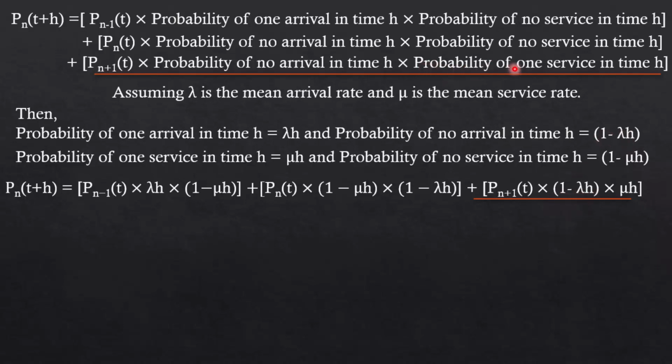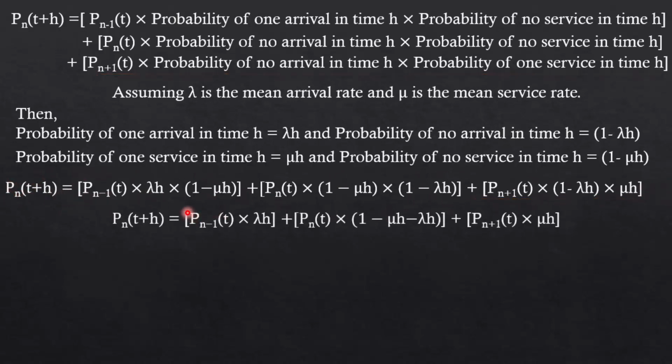And this is the probability of one service in time h, which is given by mu h. So now I hope it is clear how this equation comes. Now let us move ahead and simplify this equation.